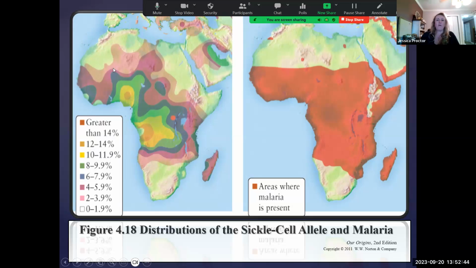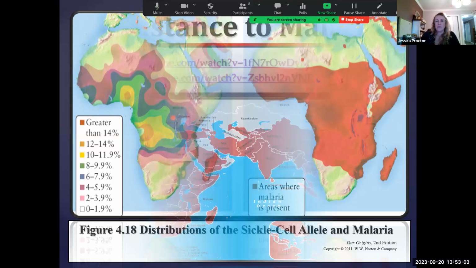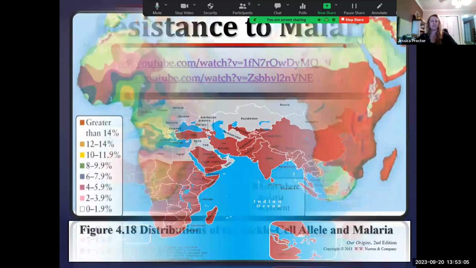So you see there is a correlation. You can almost superimpose these maps right on top of each other. There is a correlation of malaria happening. This is the areas where malaria is present in the red. And then over here, you see the more malaria is present, the higher the incidence of the S gene, the S mutated gene.